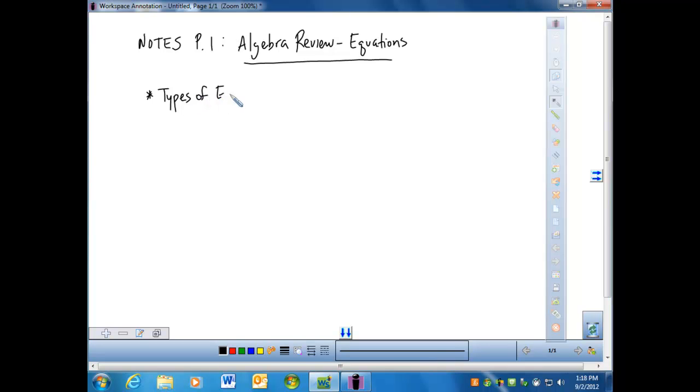We're breaking up today's notes into two parts. The first part are 7 different types of equations that you need to be familiar with. First one that we are looking at is an identity. An identity is an equation that's true for every real number in the domain.